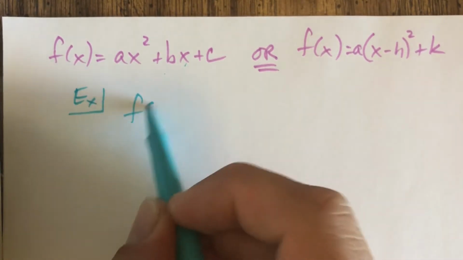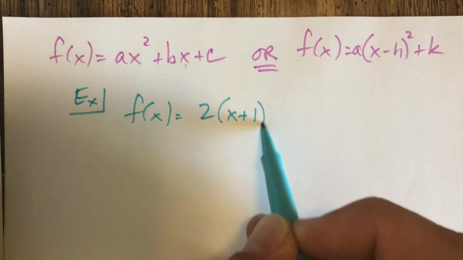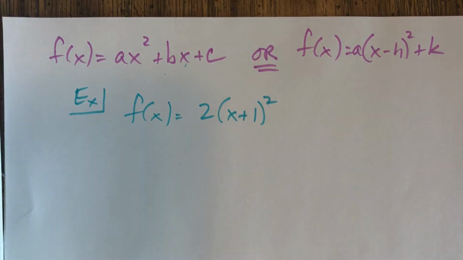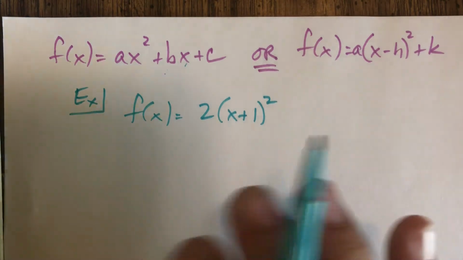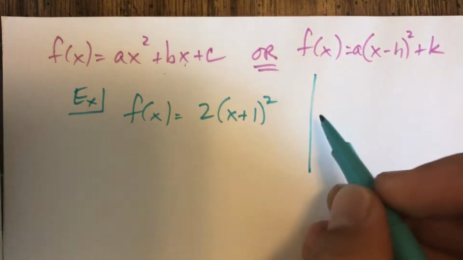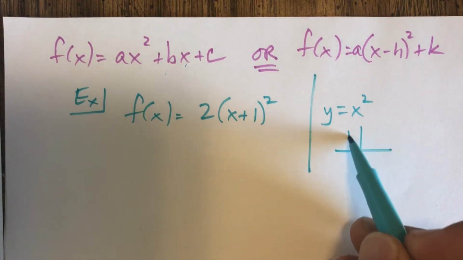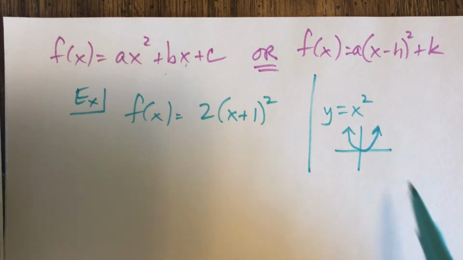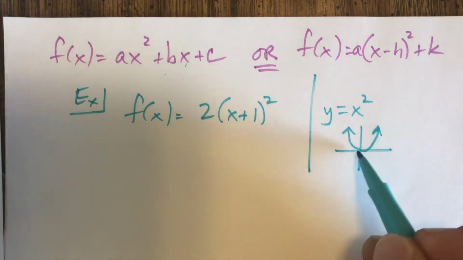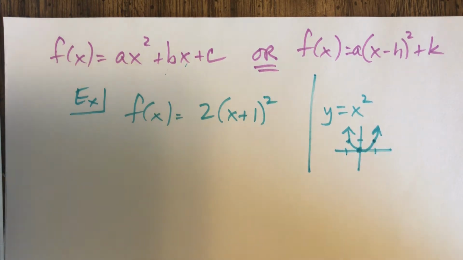So if we have maybe 2 times (x plus 1) squared. If we're looking at this one in terms of transformations, we would be looking at a function that looks like this, and we know really quickly that the graph looks like that guy. And we could plot a few points, right? (0, 0) is on there, (negative 1, 1) is on there, (1, 1) is on there. So we've got these 3 points that are on there.